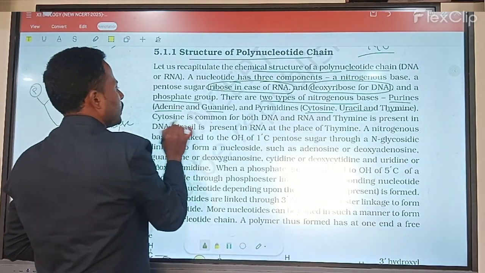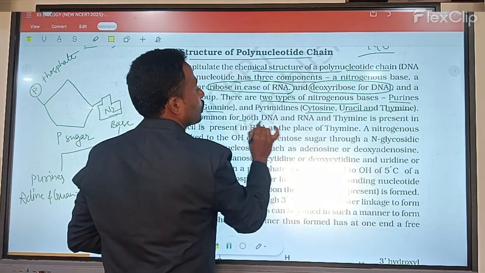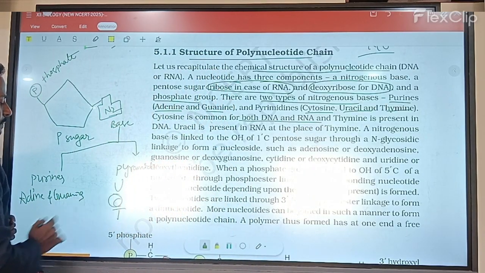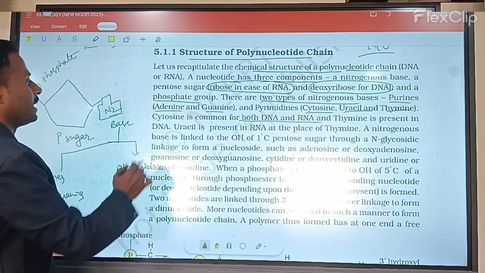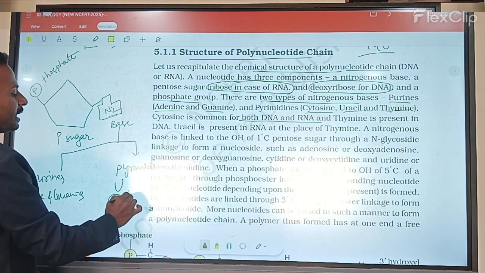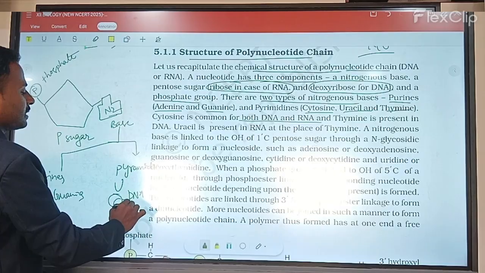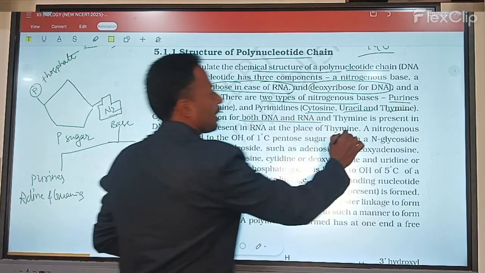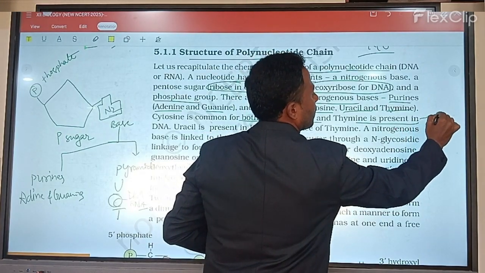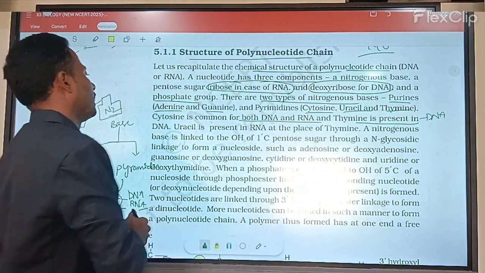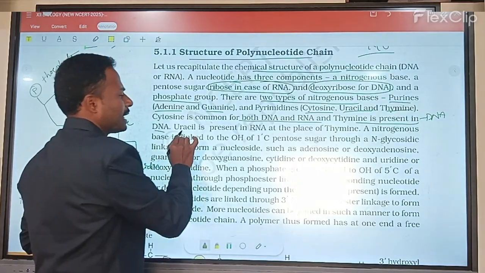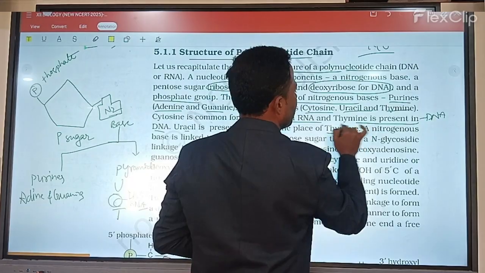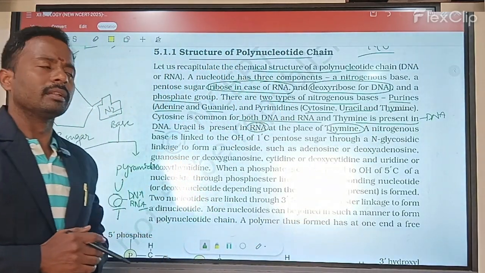Cytosine is common to both DNA and RNA; it is present in DNA as well as RNA. Thymine is present only in DNA, and uracil is present only in RNA instead of thymine.